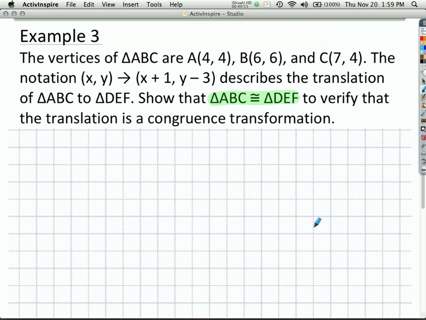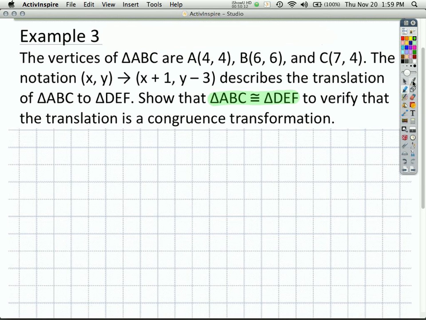So we want to be able to use what we know from this whole chapter to prove that the transformation was a congruence transformation. So first we're going to do what we've been doing so far today. Then we're going to add this element of proving it. Okay? It's all stuff you already know how to do. We're just, again, wrapping it together.